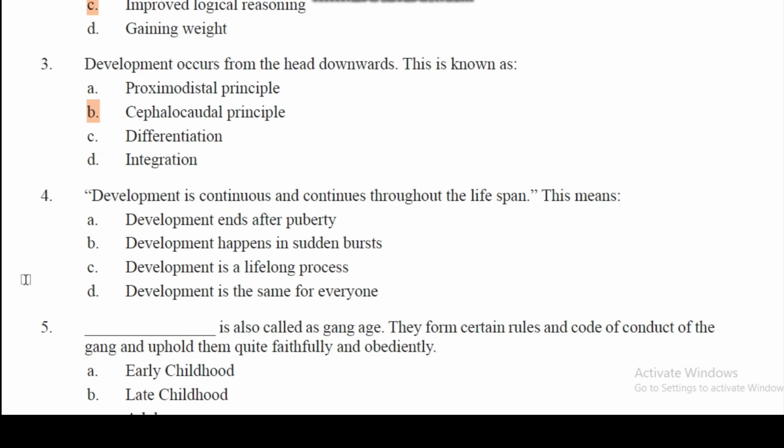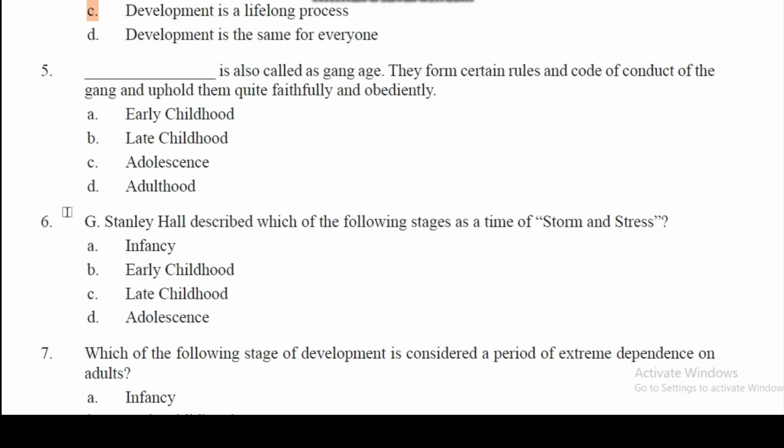Number 4. Development is continuous and continues throughout the lifespan. This means. Answer C. Development is a lifelong process. Number 5. This stage is also called the gang age. They form certain rules and code of conduct of the gang and uphold them quite faithfully and obediently. Answer B. Late childhood.